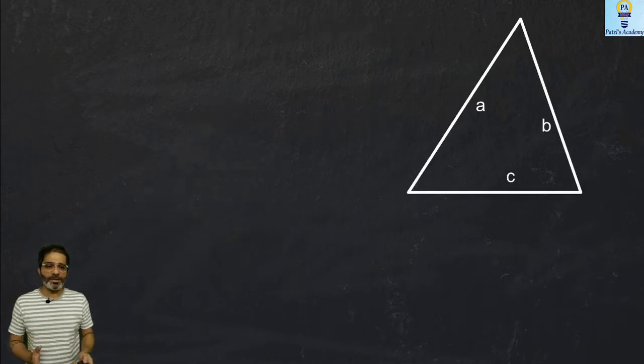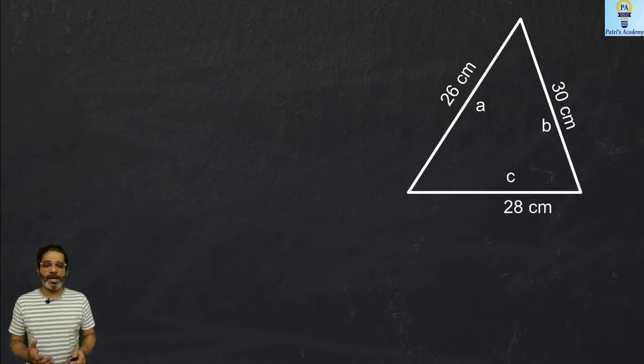Now let me take an example. I have taken triangle ABC. The sides are A, B and C. I have taken the sides as 26 centimeters, 30 centimeters and 28 centimeters. So we have three sides. We don't have the height, that is, we don't have a perpendicular from any of the vertices. So here I cannot use half into base into height. Here we are using Heron's formula.